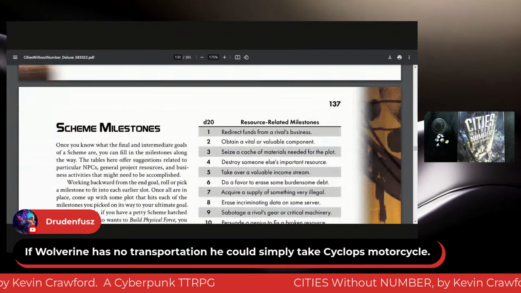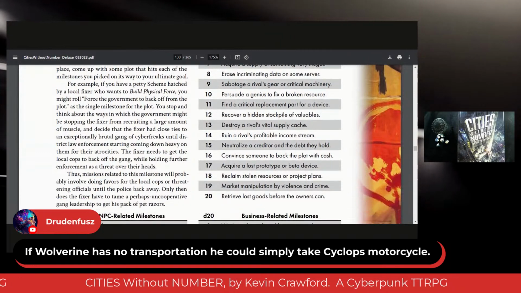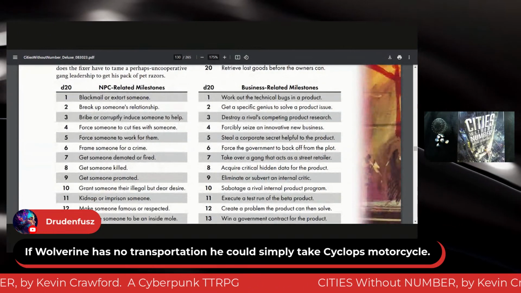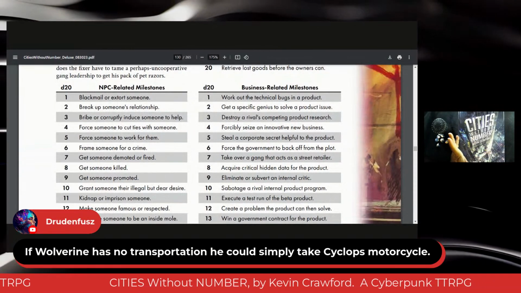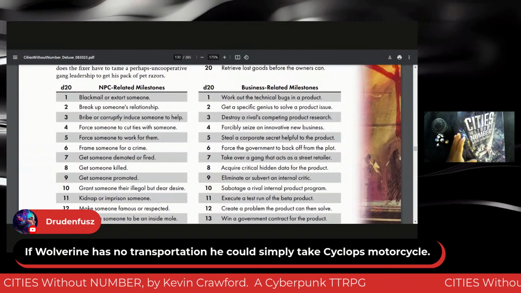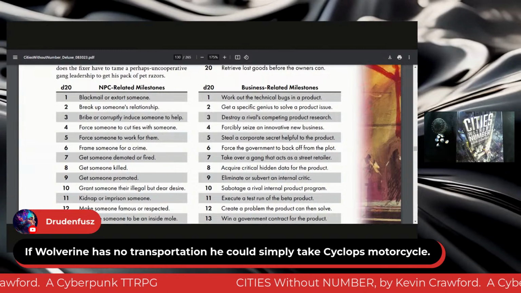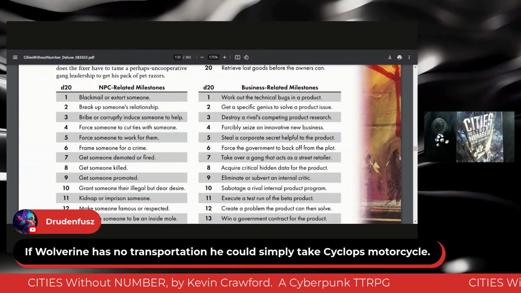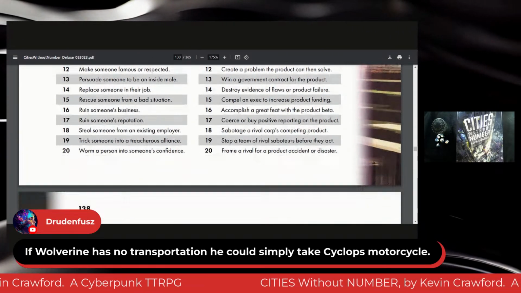But then we have scheme milestones, like resource related milestones, NPC related milestones, business related milestones. And milestones in here are like clocks in Blades in the Dark. So if the players don't do anything, or this is something happening in the background, when that milestone is reached, the thing that they're trying to do may come to fruition and change your world.